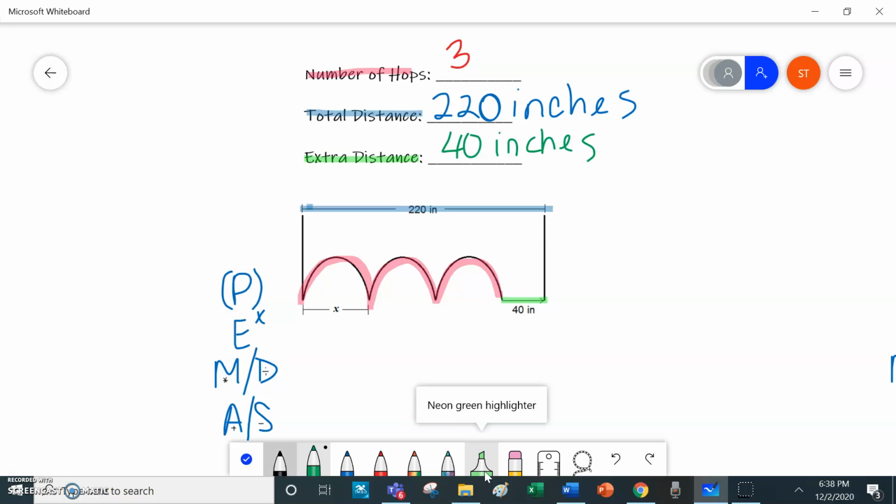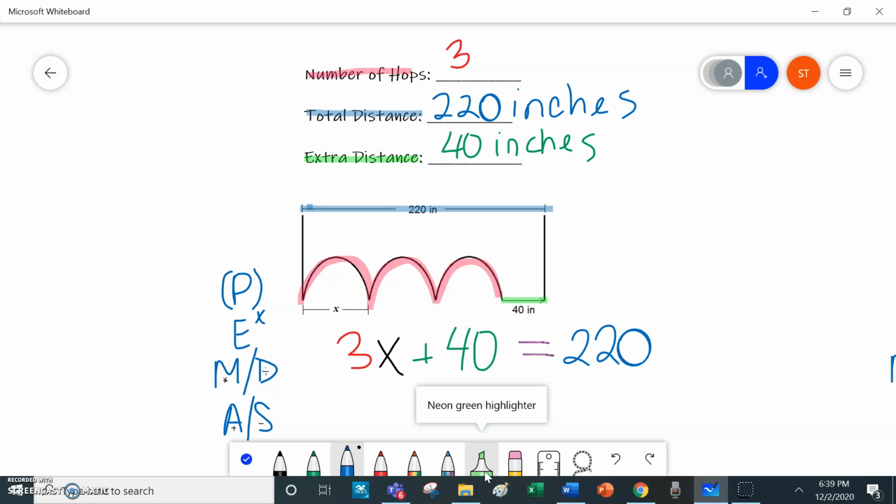So I know that each hop is x length long. I'm trying to find the hop length. So I have a total of 3 hops. So my equation is 3x. My extra distance is 40. It's going forward to the finish line. So I'm adding it, plus 40. I know that altogether it's the same as 220 inches. So equals my total, 220 inches.